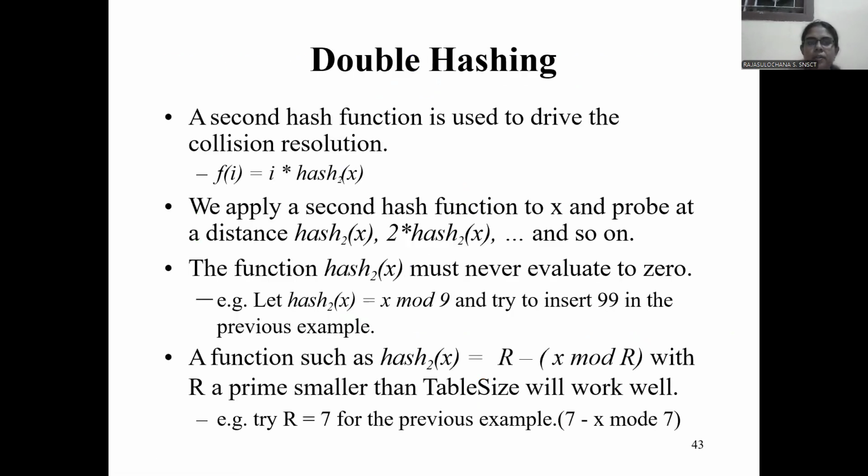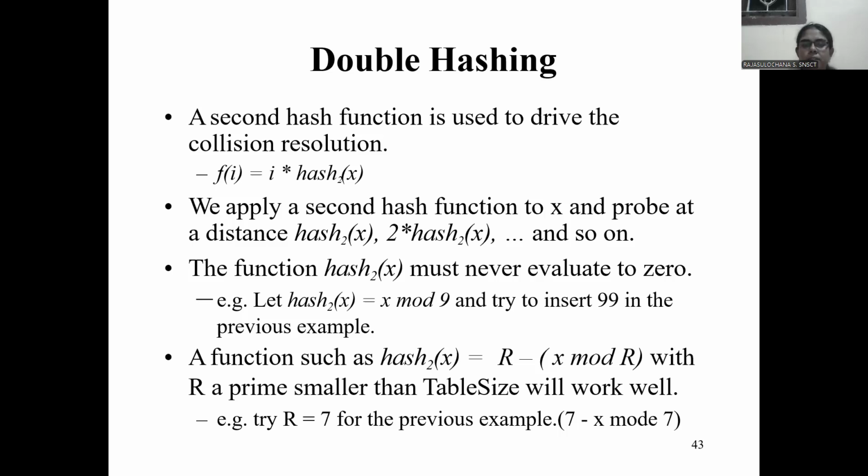Double hashing is defined as a function which is used to avoid collision. Usually, the hash function will be the value modulo the table size. So we can define another function. For example, we apply hash of x, and the second hash function to the x. So we are accessing the value at distances hash of x, 2 into hash of x, and so on. This function should not evaluate to zero. If it evaluates to zero, this function cannot be chosen.